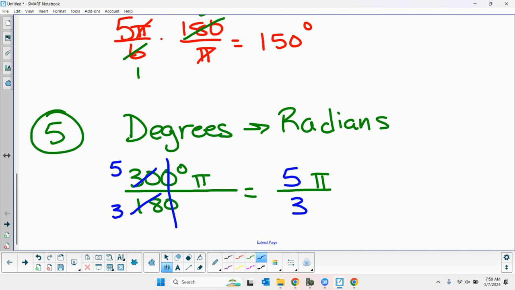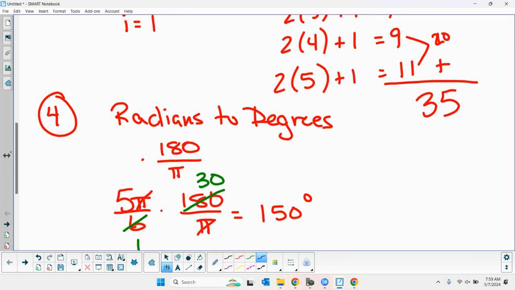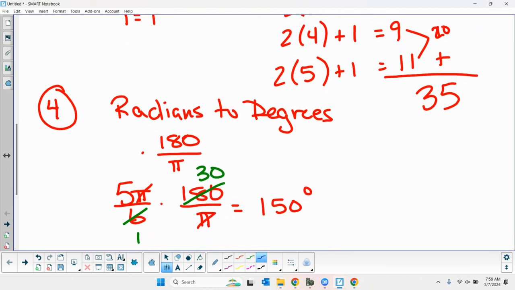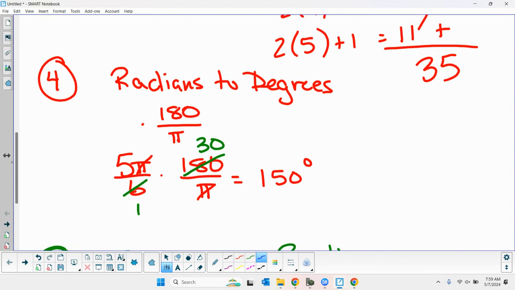So what's the equation? So for 4, you're going to multiply by this fraction, 180 over pi. So we had 5 pi over 6. I multiplied by 180 over pi. And got 150 degrees when I put it in the calculator, or if you want to cancel stuff out first, 6 goes into 6 once, 6 goes into 18 3 times, but since it's 180, I make it 30.